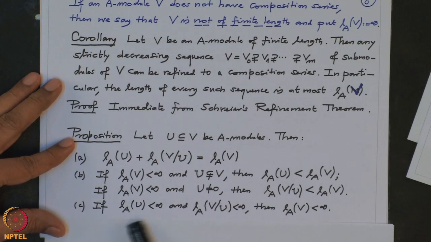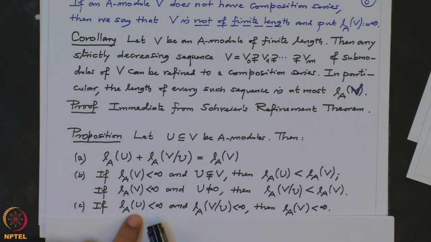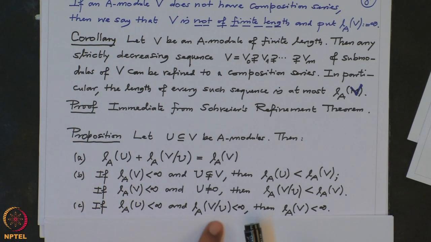If the length of U is finite and the length of V/U is also finite, then the length of V is also finite. This is also easy because the length is finite, so U has a composition series, and V/U is finite, so it has a composition series. So, lift the elements in the composition series and you will get a composition series. I will not prove this proposition, it is left as an exercise. Alright.